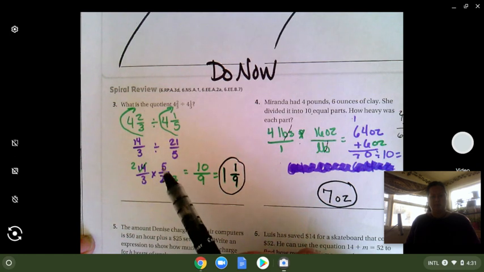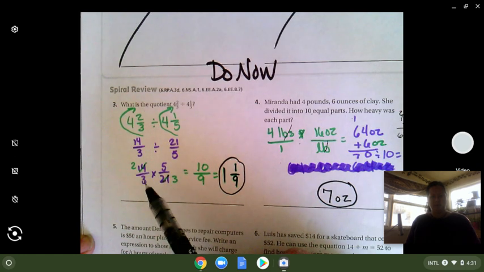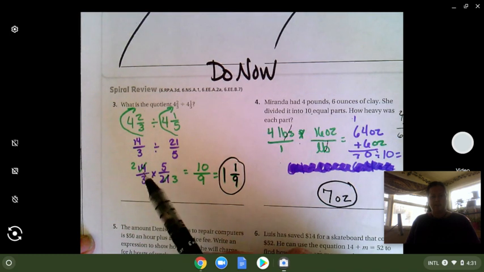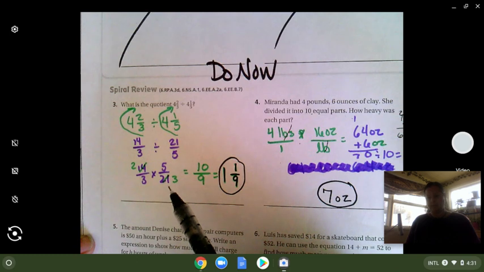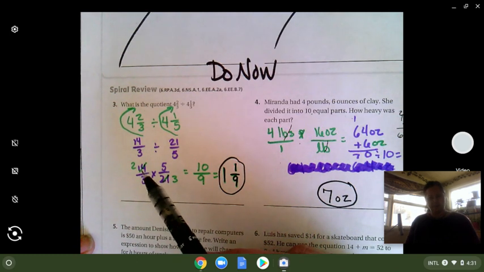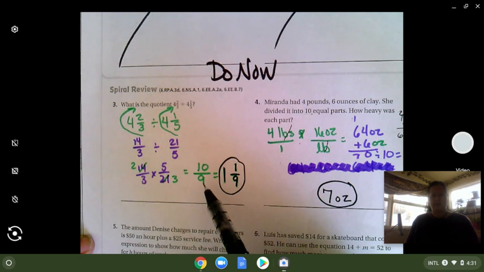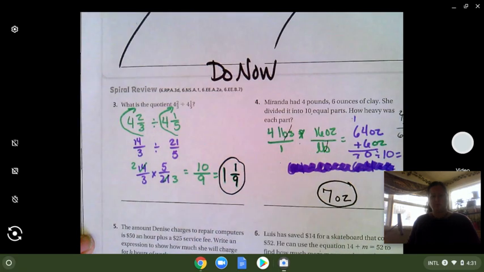So here I took the reciprocal, I flipped it over, rewrote the problem, and I looked to see if I could simplify, and I see a 14 and a 21. Those are both divisible by 7. 7 will fit into 14 twice. 7 will fit into 21 3 times. 2 times 5 is 10. 3 times 3 is 9. And then 10 over 9 is an improper fraction because it's bigger than the 9 on the bottom. So 9 goes in there once. That's our whole number with a piece left over, 1 and 1/9.